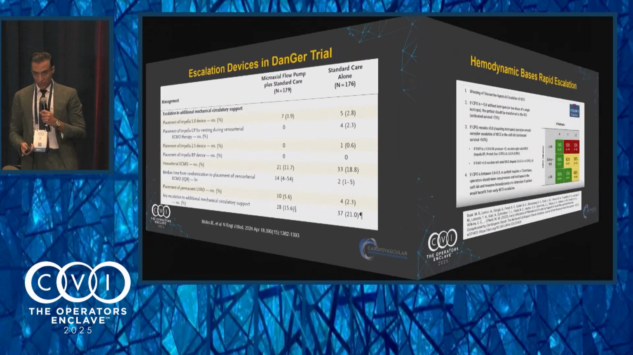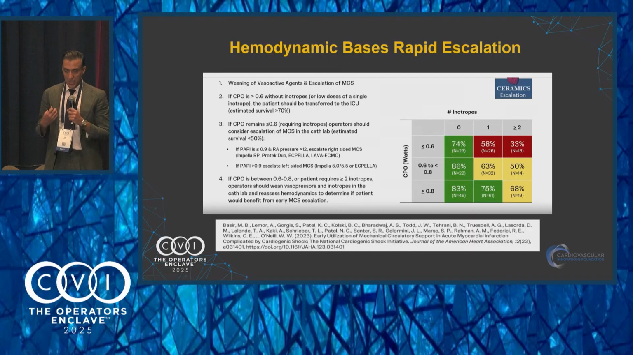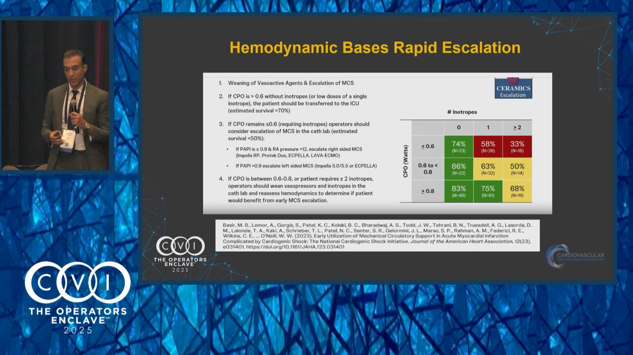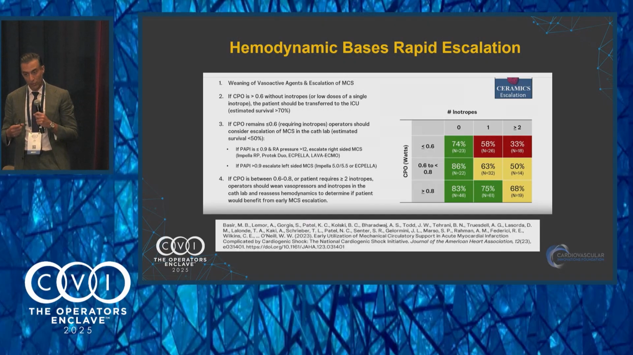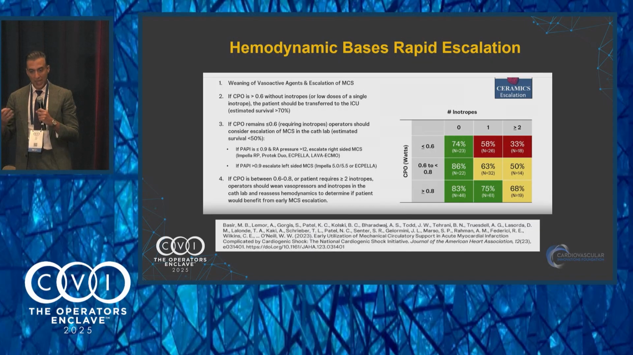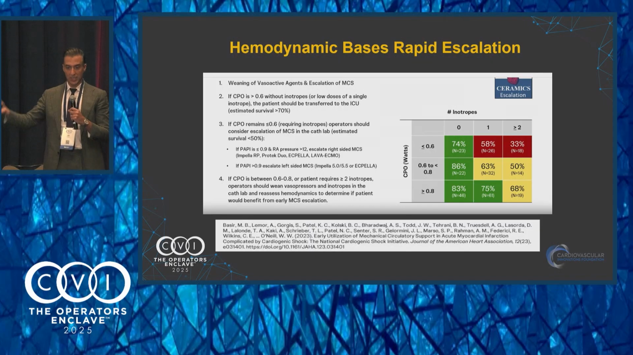I'll pass on this one. I do personally advocate for more rapid escalation based on hemodynamics. This is also depicted in this work by Dr. Basir. This is the same protocol we use in our program. When we do put these devices in, we keep the patient in the cath lab. We repeat the hemodynamics, and if the CPO remains less than 0.6, depending on the PAPI and other factors, we decide to add Impella RP versus ECMO and so forth.